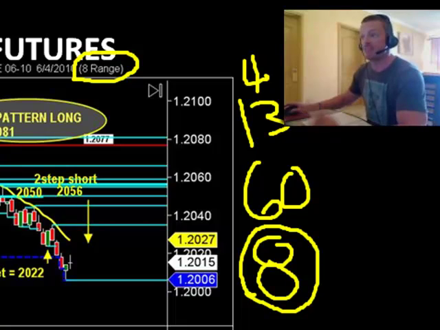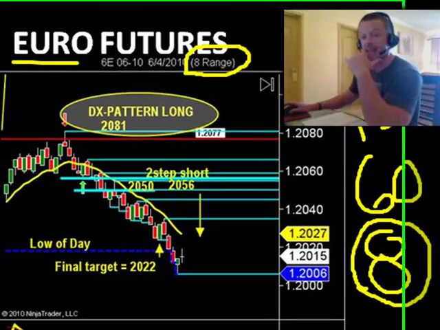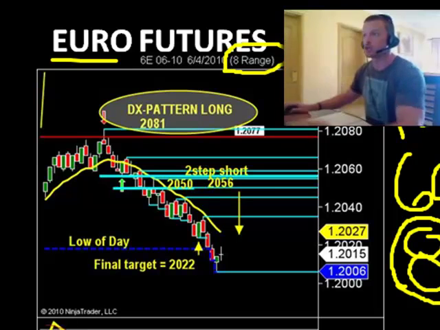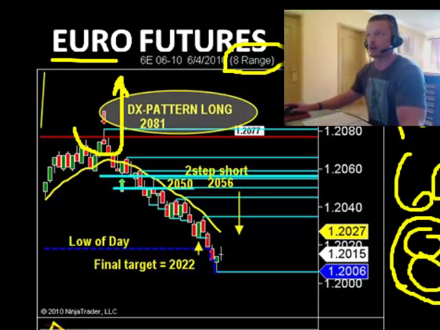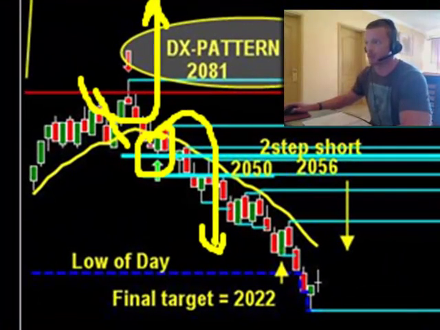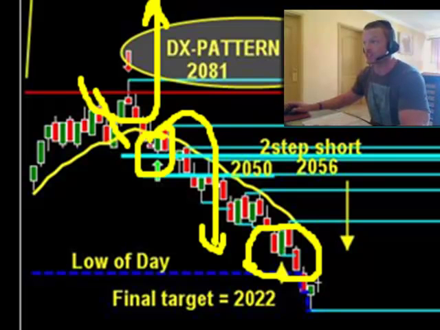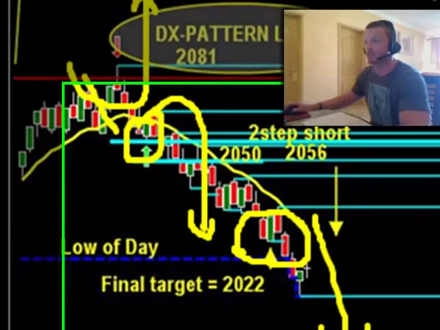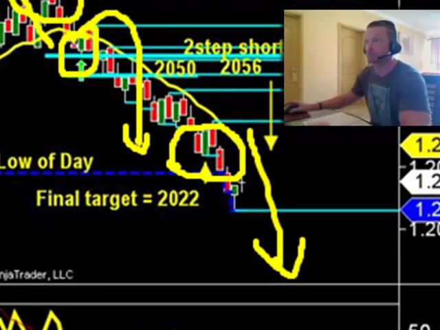At that time, I was looking for a DX pattern to the long side. So we were expecting this market to break to the upside, but we never saw it trigger. So what do we do? We come down, we mark up our swing low here, we break below that swing low, and again, we knew exactly where our final target would be, right there at 22s. Now some of you guys held this thing all the way down. If you held this thing all the way down, you made some real good profit here. I took mine at 22s.